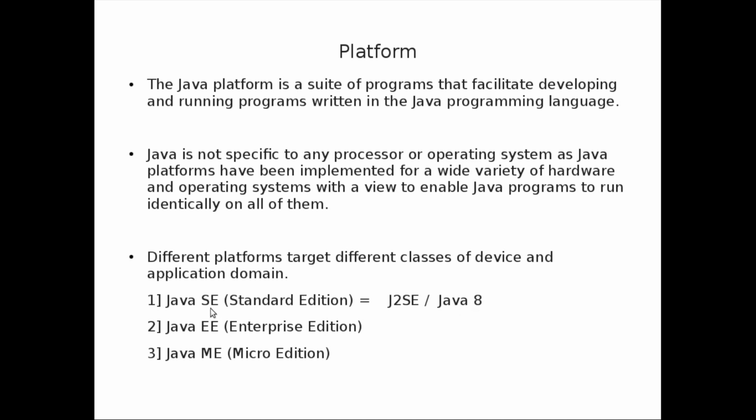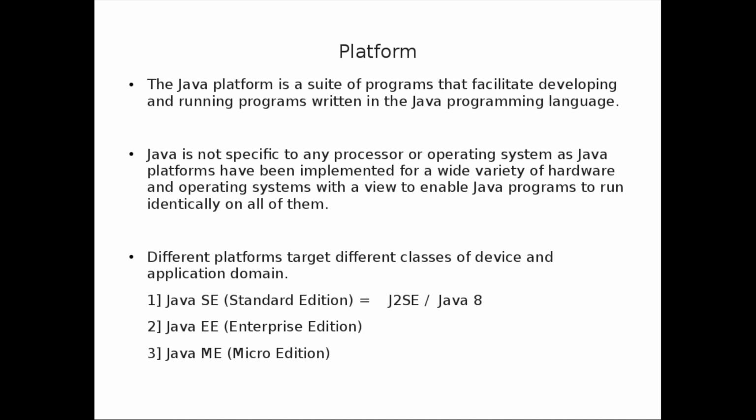And the second platform we have is Java EE. It stands for Enterprise Edition. Many say J2EE. This Enterprise Edition is used to develop large-scale complex projects. They are developed to run in a client-server based architecture. So web-based applications are done in Java.